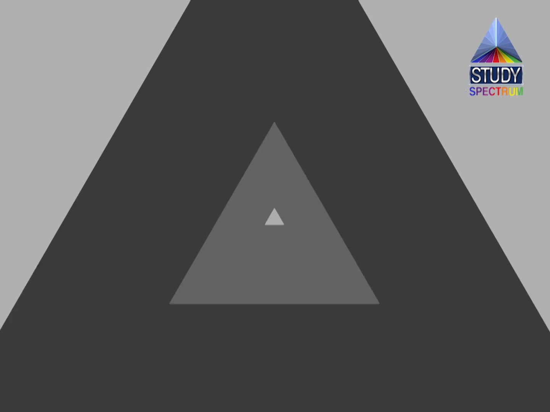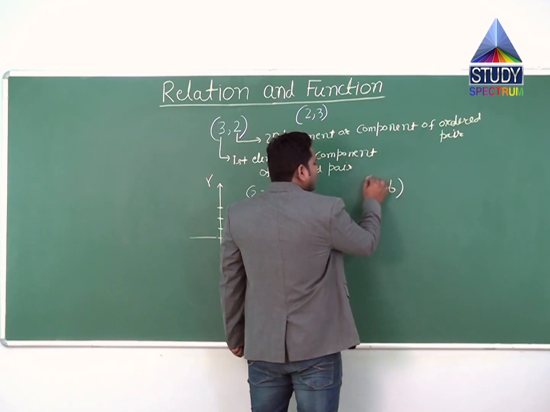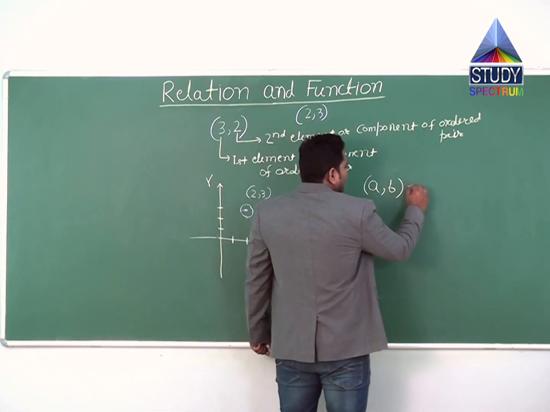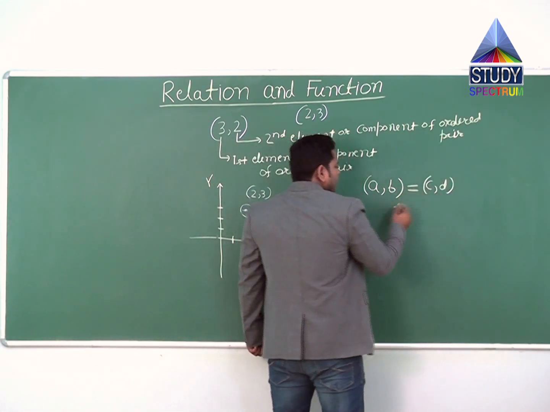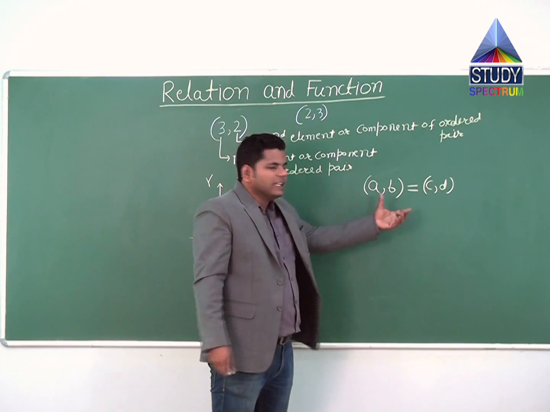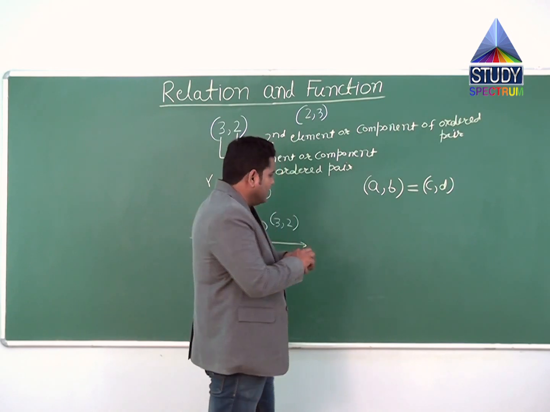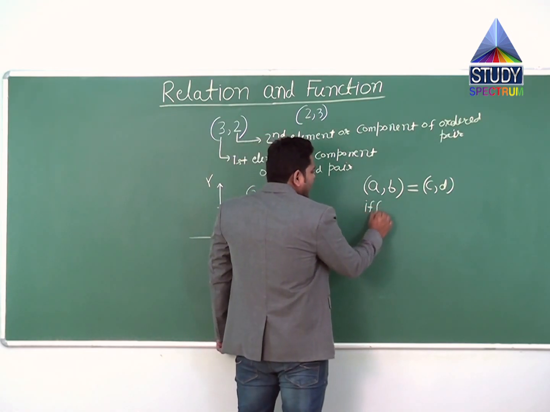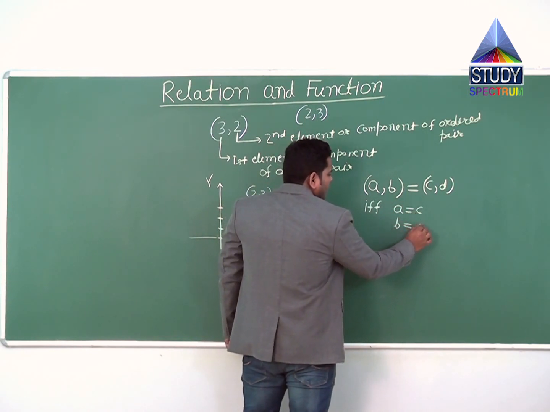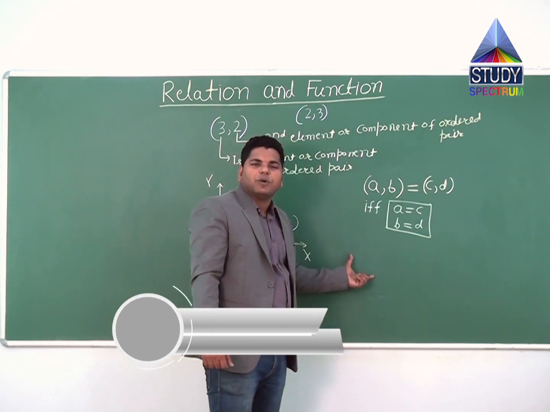Suppose you have two ordered pairs (A, B) and (C, D), and both ordered pairs are equal to each other, meaning (A, B) equals (C, D). This is only possible when the corresponding first components are equal to each other and the corresponding second components are equal to each other. It is only possible if and only if A equals C and B equals D. Now let us understand this concept with the help of an example.